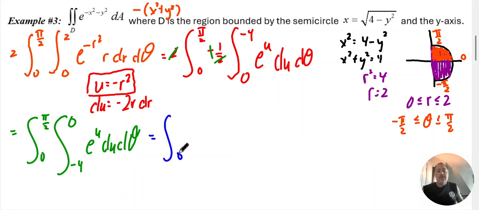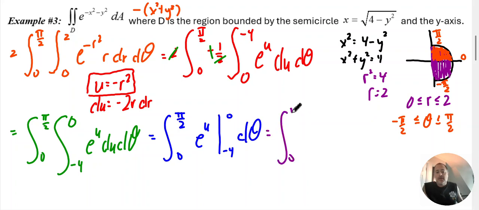So we're going to go ahead and do the integration from 0 to pi over 2. And then we're going to integrate e to the u. Well, that's awesome, because the integration of e to the u is just e to the u. And we're going to evaluate this from 0 to negative 4. And again, you could have had a negative out here and flip-flopped that. It does not matter. And then our d theta. So if we do a quick plug-in and chugging in here, we get the integration from 0 to pi over 2 of e to the 0 minus e to the negative 4 d theta.